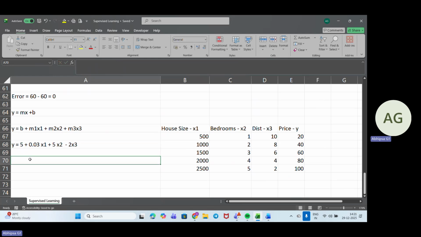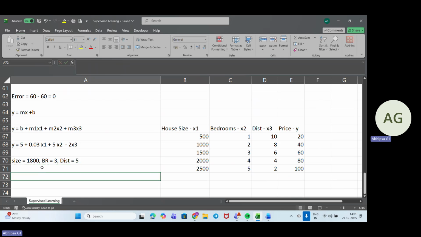Okay, so new house with size around 1800, coming down to bedrooms, that is 3 bedrooms we have got, and the distance that is 5 kilometer. Okay. Now we just need to put the values accordingly.